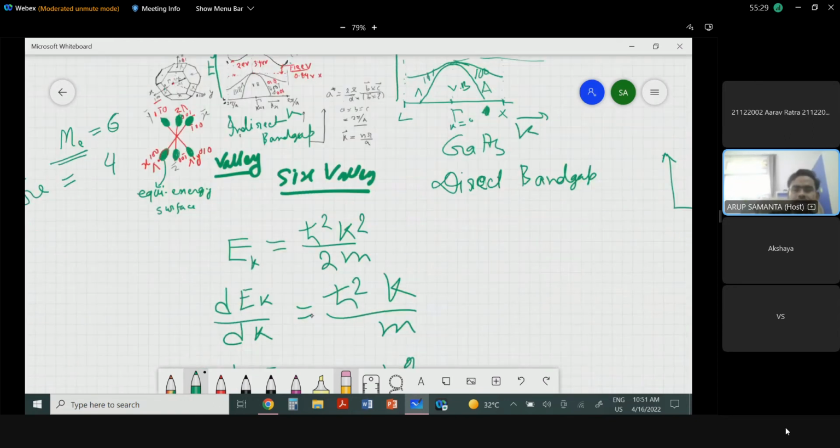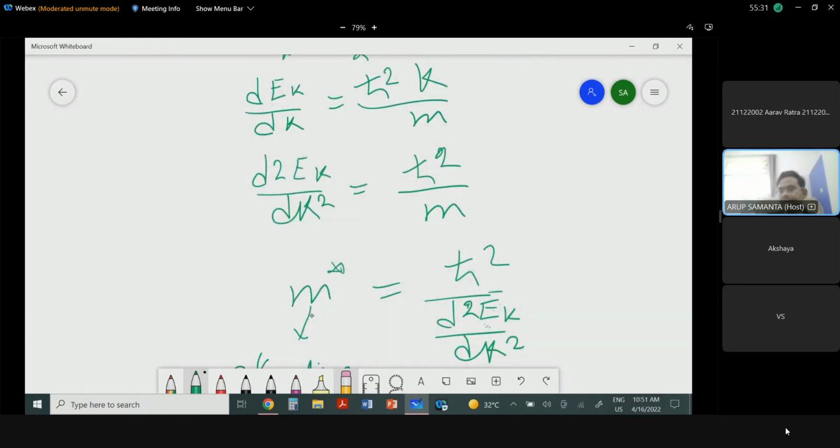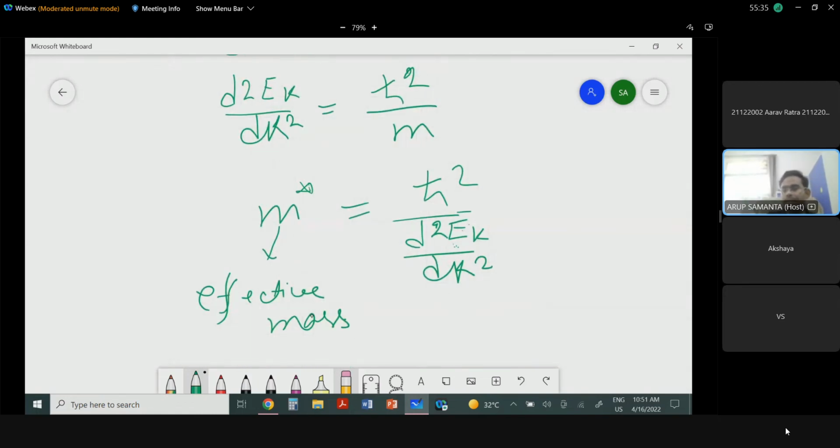So this mass can now be defined in a medium or in a solid. If some electron or any other type of particle is moving in the medium, their mass will depend on the energy value, or the change of the energy. So this mass is called the effective mass. Is it clear?